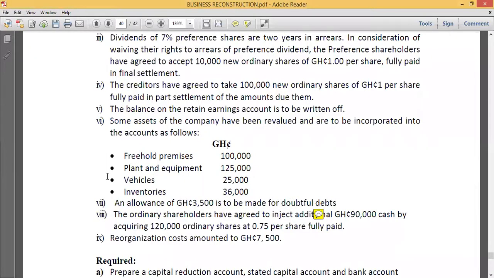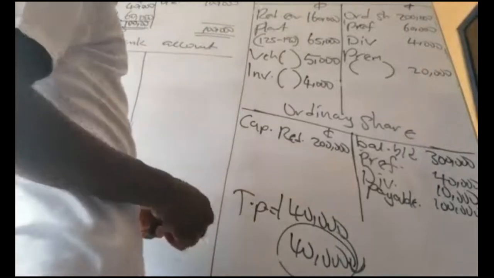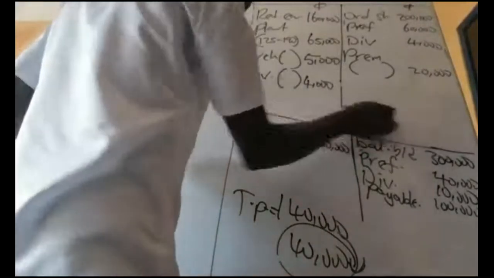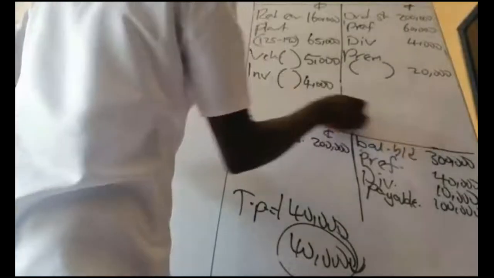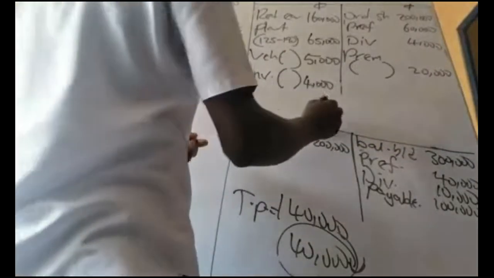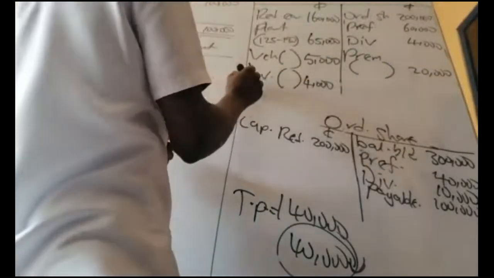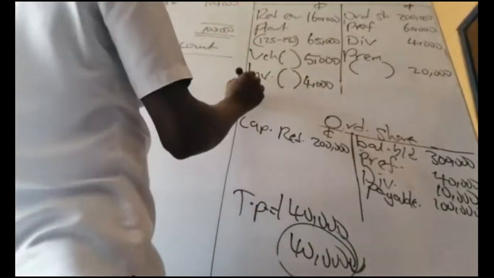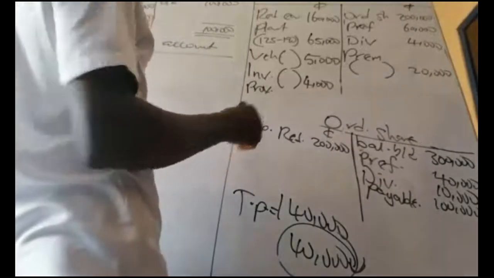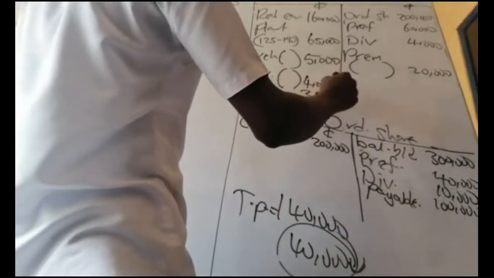Wow, that's good news. So note 7 says that an allowance of 3,500 is to be made for doubtful debt. So the bad debts must be reduced. It's a loss to the company. Let me write the ordinary shares here. So here will be bad debt or provision for bad debt. Yes, allowance is the provision for bad debt, 3,500.